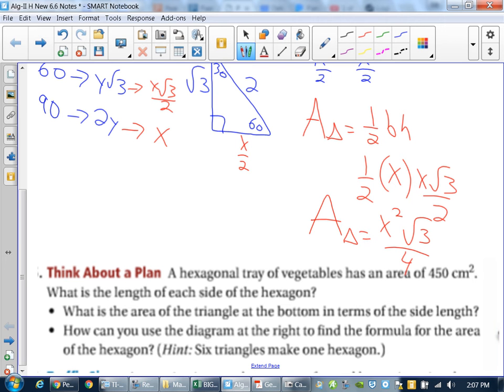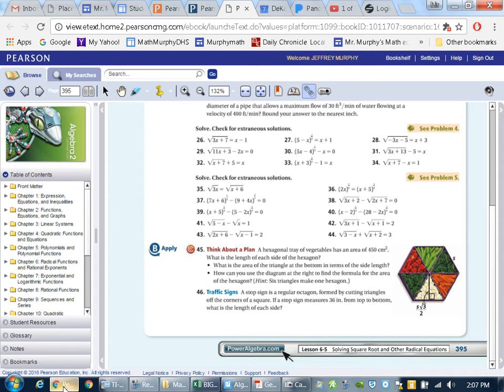I mean, if you look at the diagram, it isn't all that great. They gave you the height here is s root 3 over 2, and a side length of s. So you could have gotten through all of that, but if you weren't sure where all that was coming from, that's why I worked it out long form. We're getting there.